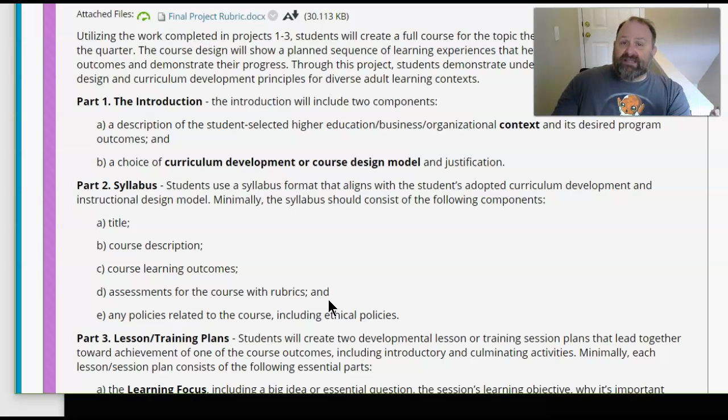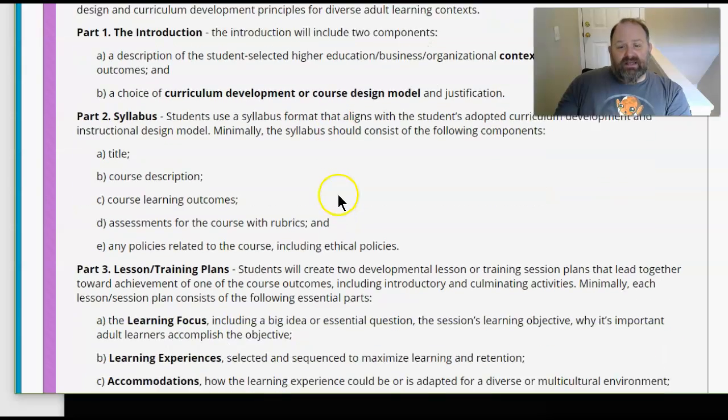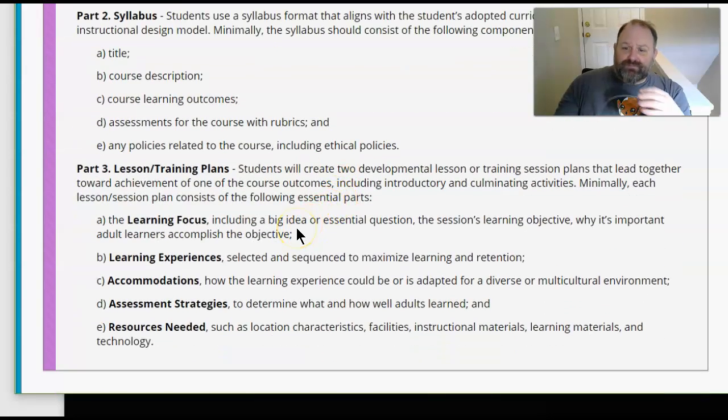You can look at examples from other programs that do the same thing that you want to do. What do business programs typically have as their policies? What do ESL programs typically have as their policies? Try to find some syllabi online and look at those policies. And then you're going to have lesson plans.